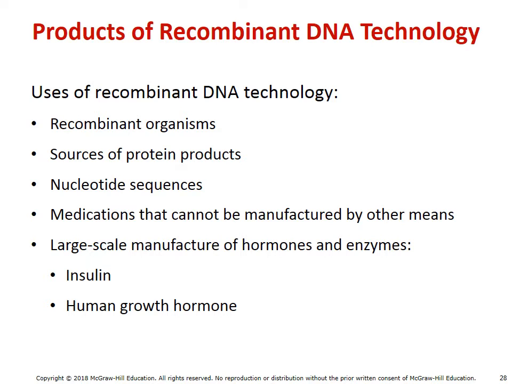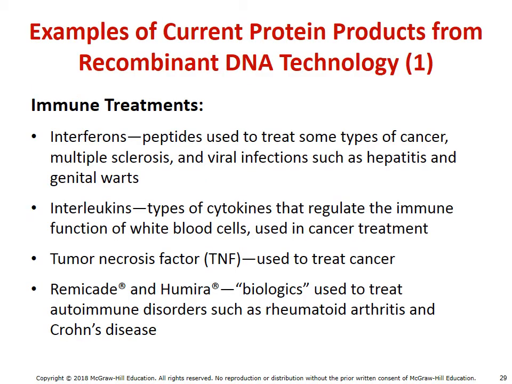If we need proteins, medications, or enzymes, these are all features that can easily be grown through recombinant DNA technology. Naturally, things like immune treatments would be nice. The production of things like interferons, which are chemical messages to fight viral infections and even cancers. Interleukins, which are types of cytokines that regulate immune response, so used in cancer treatments. Tumor necrosis factor, which is used to treat cancer. The idea here is these products can allow us to naturally fight viral infections and cancerous cells.